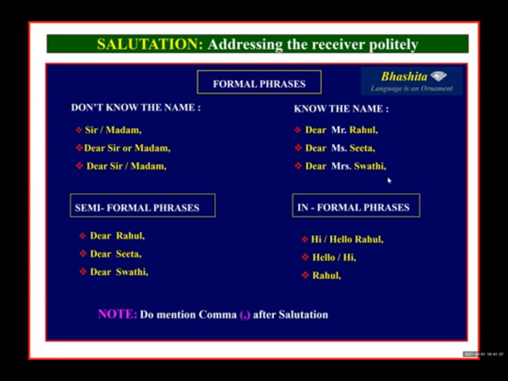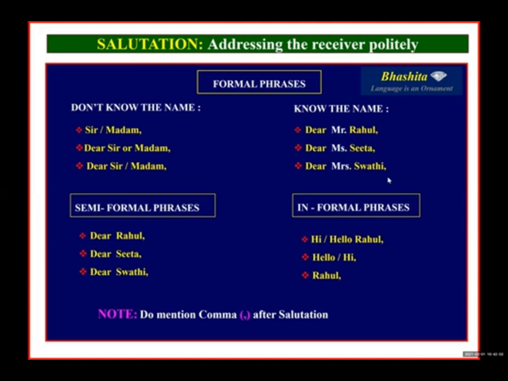But if you know the name of the person actually, then we can draft the salutation like this. Dear Mr. Rahul, dear Miss Sita. If that person is a married person, you can use dear Mrs. Swati. Or semi-formal. It's not too formal, not too informal. In such a kind of situation, how to write the salutation? So by using their names, dear Rahul, dear Sita, dear Swati. So these are the different ways of addressing the receiver.